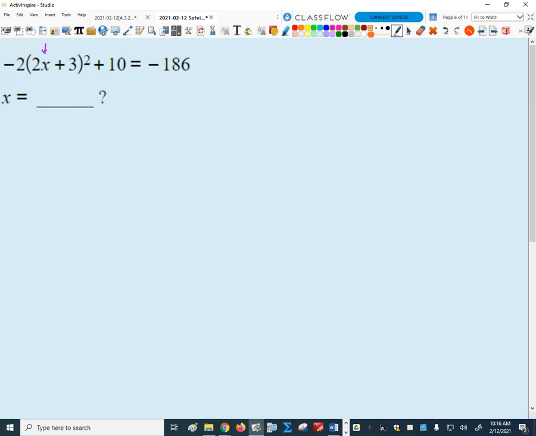Okay, so first step, everybody type it in chat. What am I doing first here? Good, subtract 10. Okay, so first step then is going to put us at negative 2 times the quantity 2x plus 3 squared equals negative 196. What's next? Type it in chat. Good. Divide by negative 2.